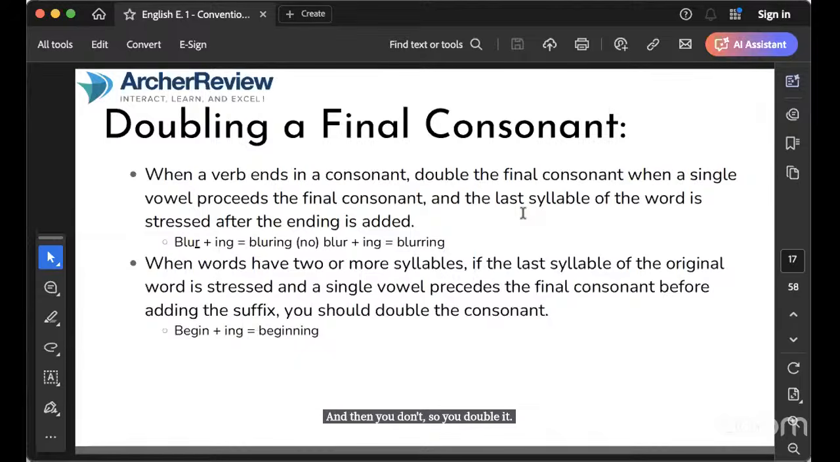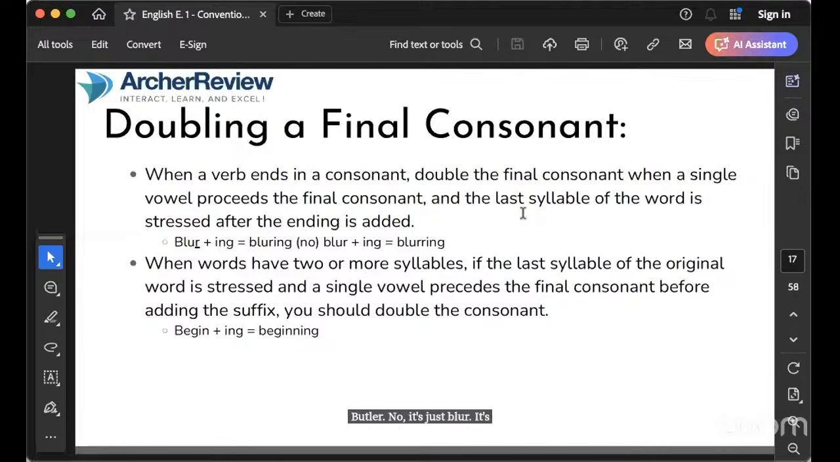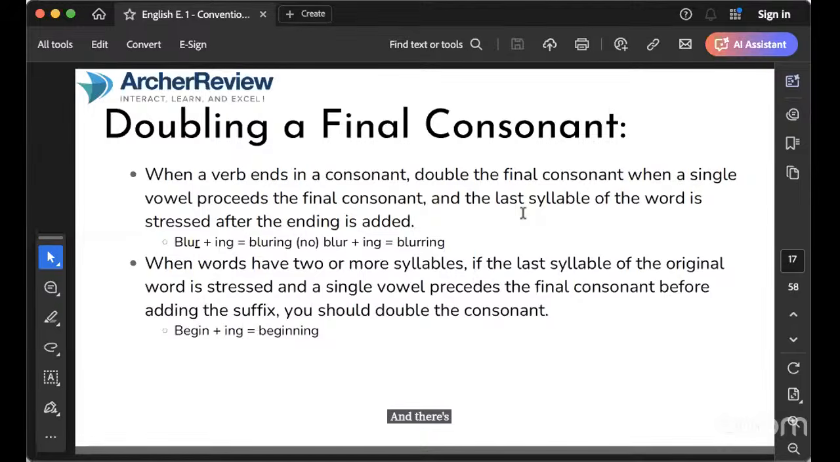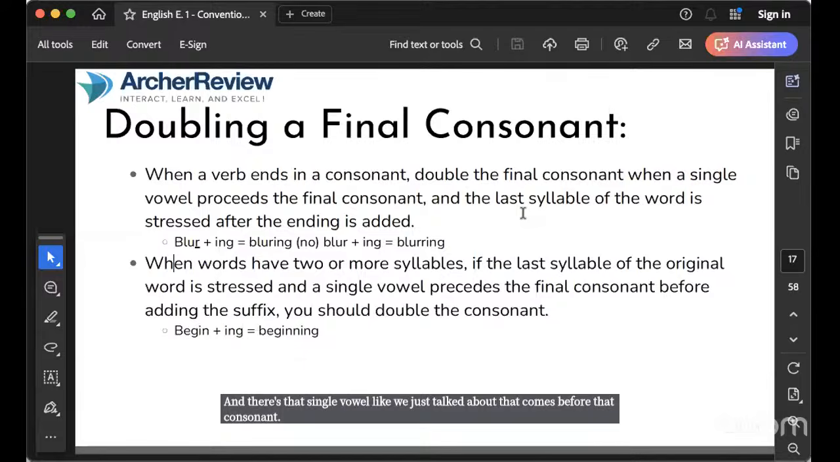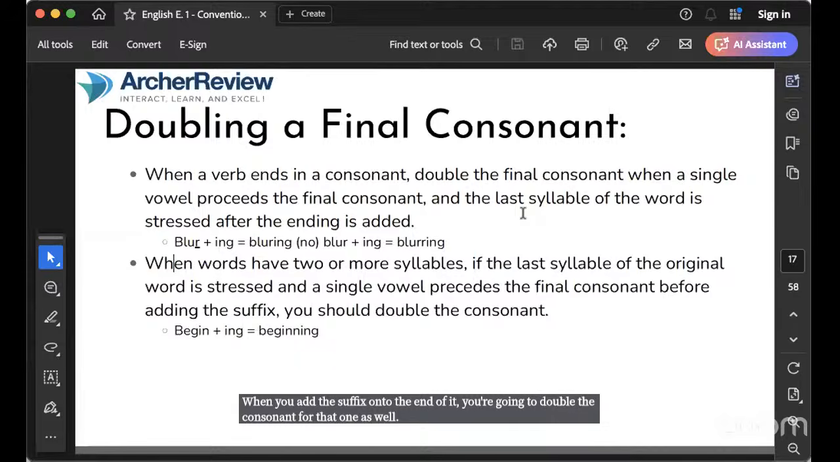But when a word has two or more syllables, like the word begin, and blur, that was just one syllable. Why was I overstressing it? It's just blur. Sorry. But anyways, when the word has two or more syllables, if the last syllable of the original word is stressed, and there's that single vowel like we just talked about that comes before that consonant, when you add the suffix onto the end of it, you're going to double the consonant for that one as well. So this is kind of like an additional rule.